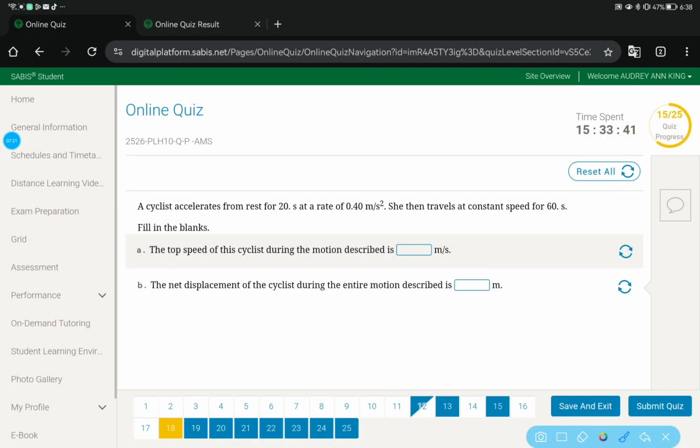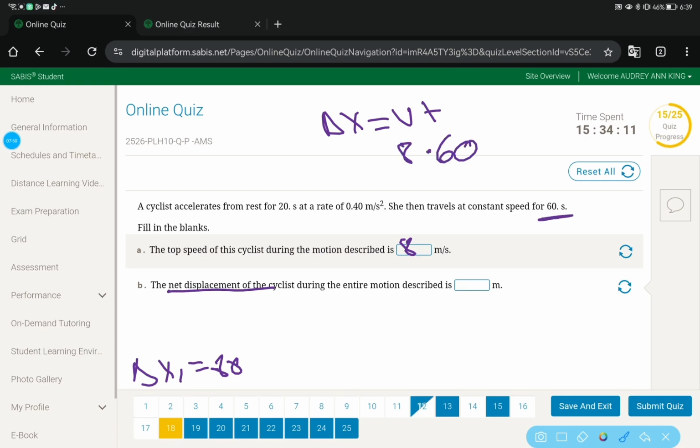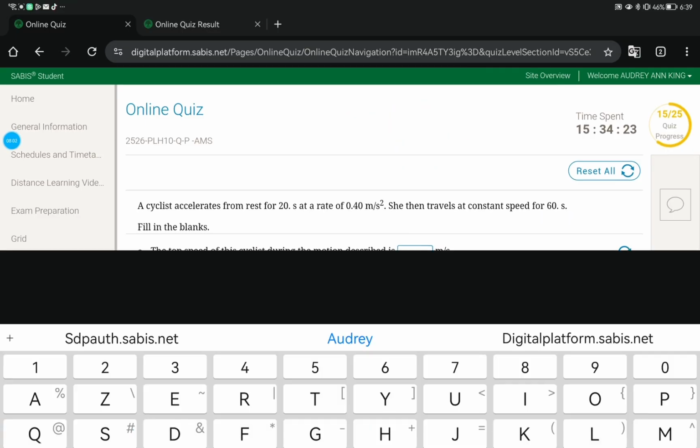And now to find the second part, part B, to find the other displacement, we can do displacement equals velocity times time, because we don't have an initial position. So the velocity which we got in this question was 8, and the time which we got for the second part is 60. So you get 480. So if you do 480 plus 80, you get 560 meters, which is the net displacement.